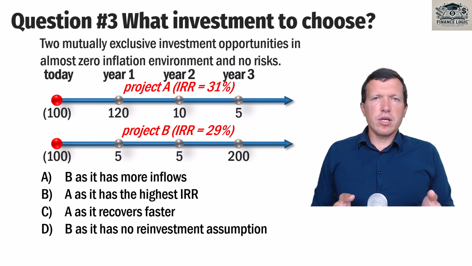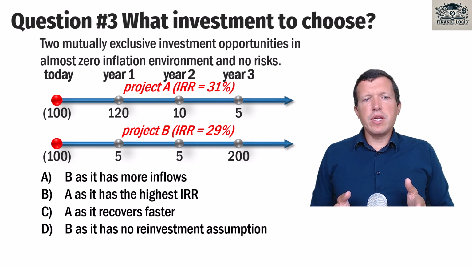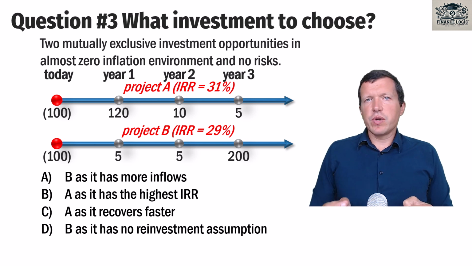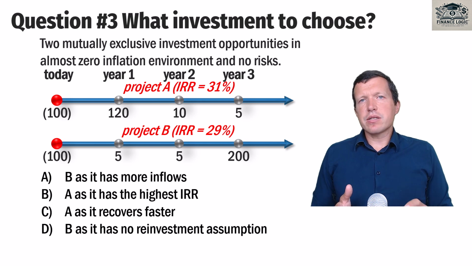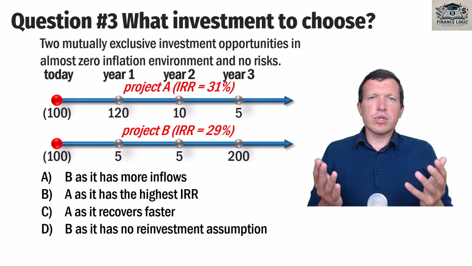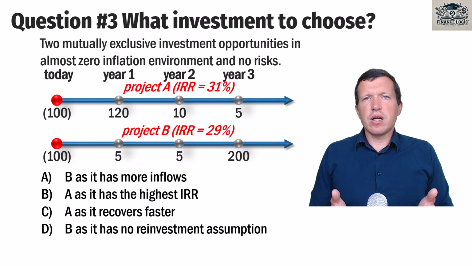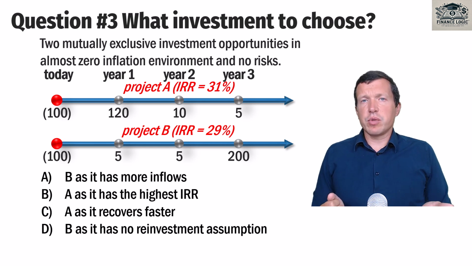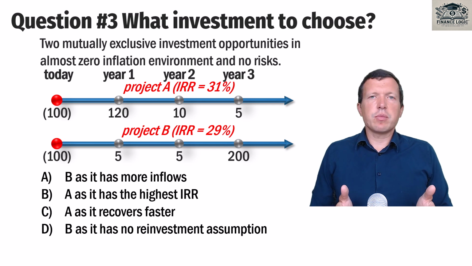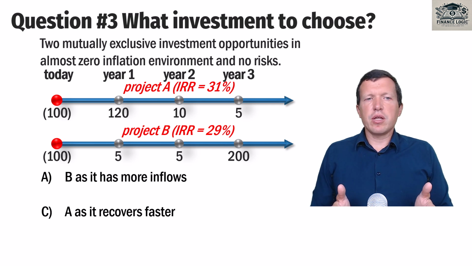Let's take a look at D. D says that project B is better, as it has no reinvestment assumption. Project has no reinvestment assumption only if it has no intermediate cash flows. Project B has intermediate cash flows, they are not so significant. These are two cash inflows of $5 in year number 1 and year number 2, but it has reinvestment assumption. So we eliminate B and D.